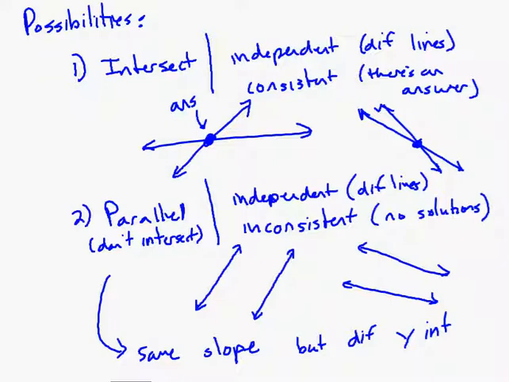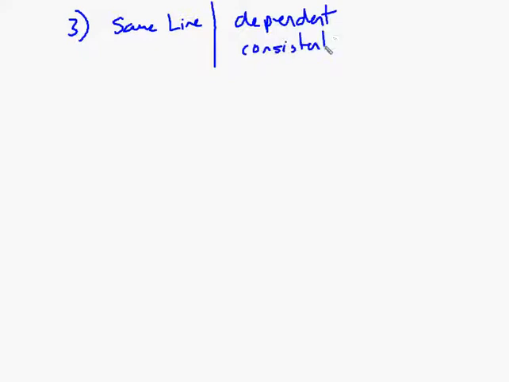All right, so our third and final possibility, and I will back up to that, is that they are basically the same line. And if that happens, we call that a dependent system. And whether it's consistent or not, we could debate. But meaning the end here is we have infinite answers.